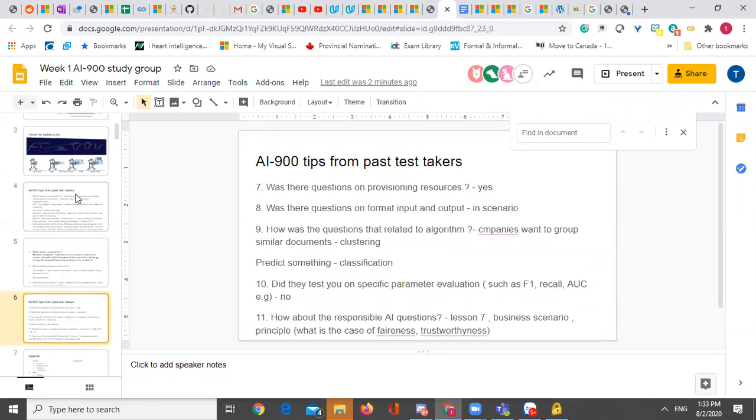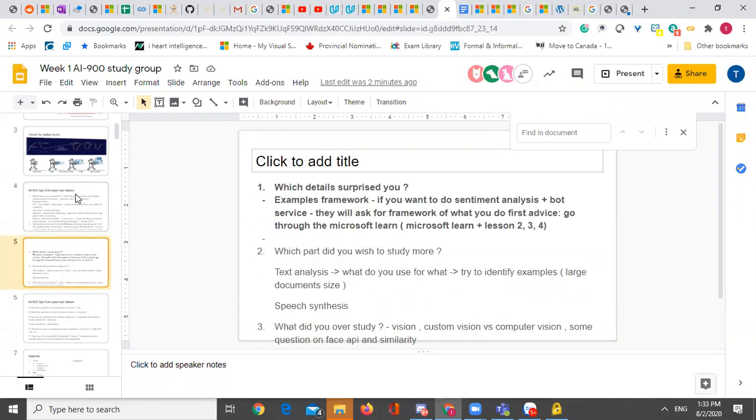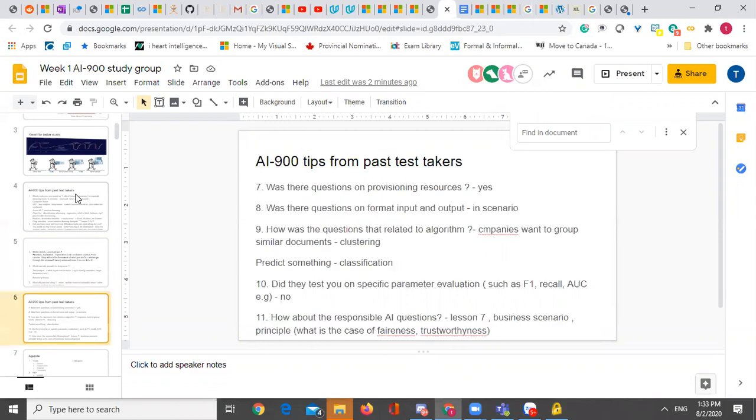Let's see what else. Yes, there was a question on provisioning resources. As you go through Microsoft Learn, you have seen that before you start any service, you have to create a resource, and whether you use a cognitive service resource or an individual resource tailored specifically to computer vision or text analysis. Please go through the quizzes that I put in here.